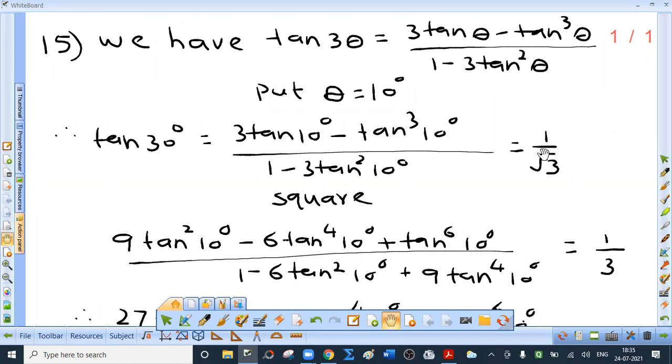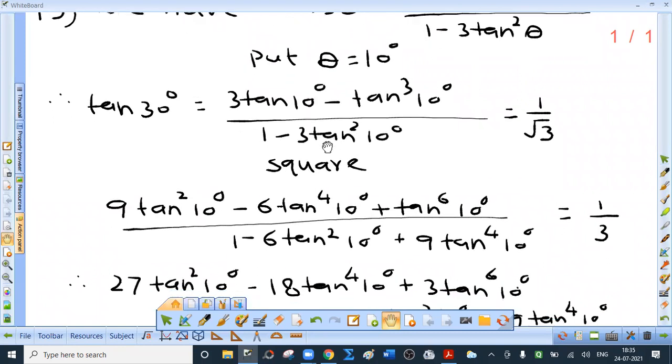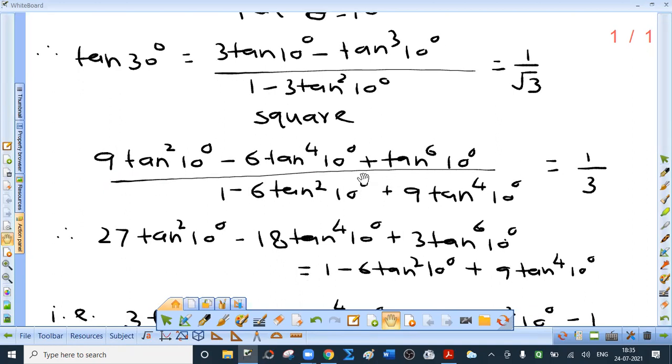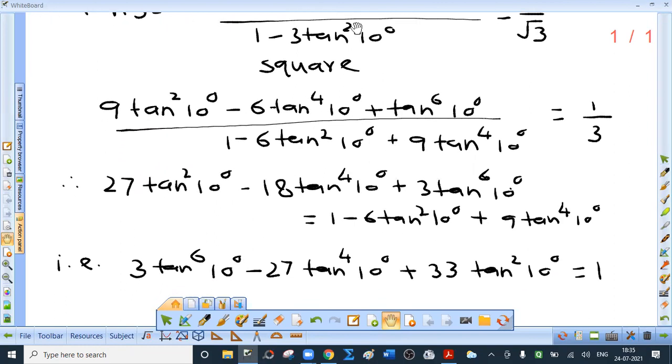What is tan 30 degrees? I have written that part here, 1 by root 3. So 3 tan 10 minus tan cube 10 upon 1 minus 3 tan square 10. Now what is (a minus b) square? A square minus 2ab plus b square. I hope you won't say that square of tan cube is tan raised to 9. No, (a raised to m) raised to n is a raised to mn. So square of tan cube is tan raised to 6 and not tan raised to 9. Okay, so same thing in the denominator. Cross multiply, rearrange the terms to get the required answer.